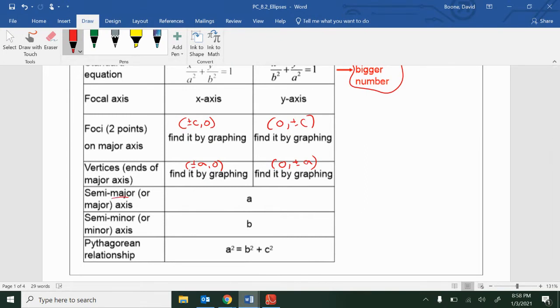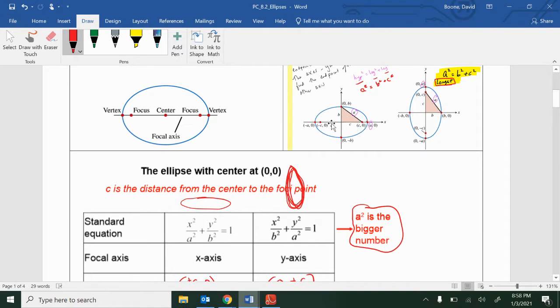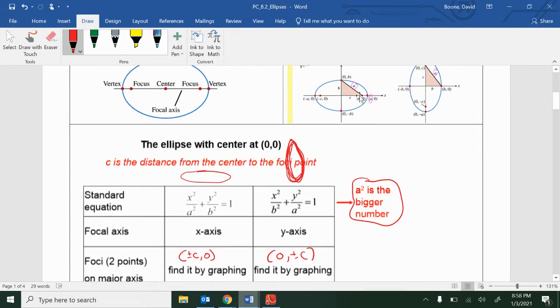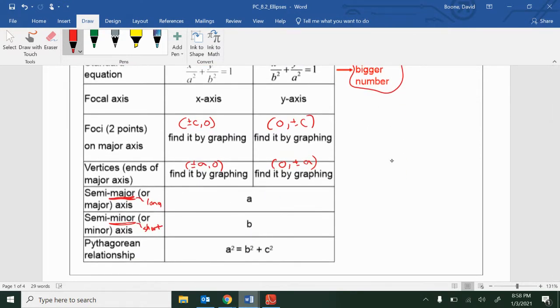The major, look at this, major means versus minor. Major means the longer one. Minor means the shorter one. Semi would be half. Okay, so if I look at this distance here, from 0, 0 to a, 0, that'd be a length of a. This would also be a length of a. So 2a is really the distance from one vertex to the other. The semi, or the half of that major axis, would be half of 2a, or just a.